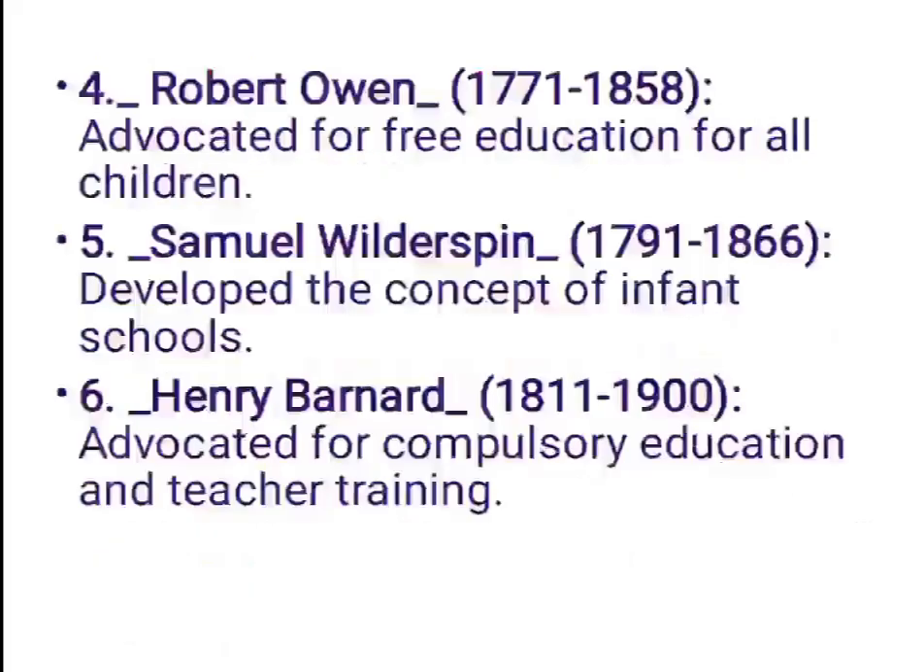There was Robert Owen, who advocated for free education for all children. Then there was Samuel Wilderspin, who developed the concept of infant schools. Then there was Henry Barnard, who advocated for compulsory education and teacher training.